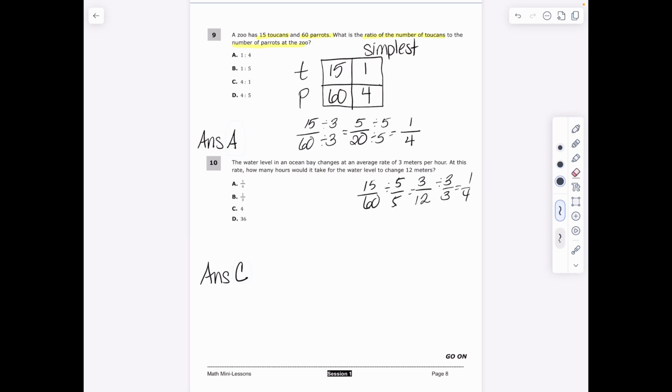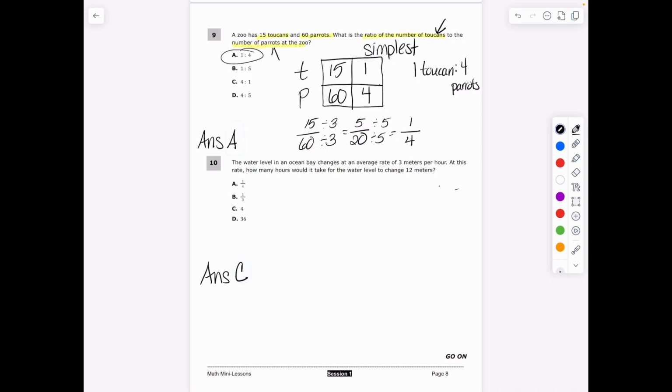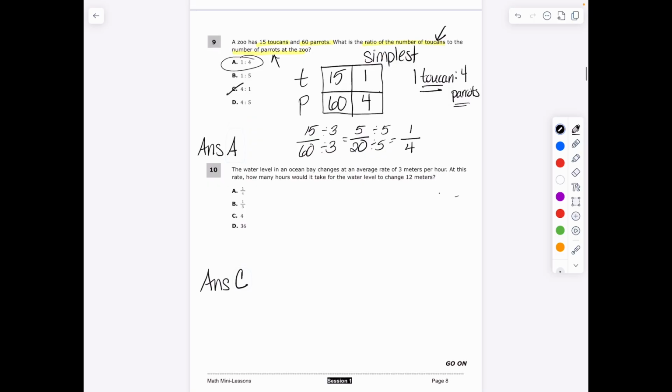All right, anyway. So I have my ratio 1/4. And again, what does that mean? For every 1 toucan, there are 4 parrots. So there you go. I have 1 to 4. Where some kids might get tripped up is they might have it backwards. So remember, it has to be in the order they're asking for, and they want it toucans to parrots. So toucans had to be first and then parrots. So that's why the answer couldn't be C.